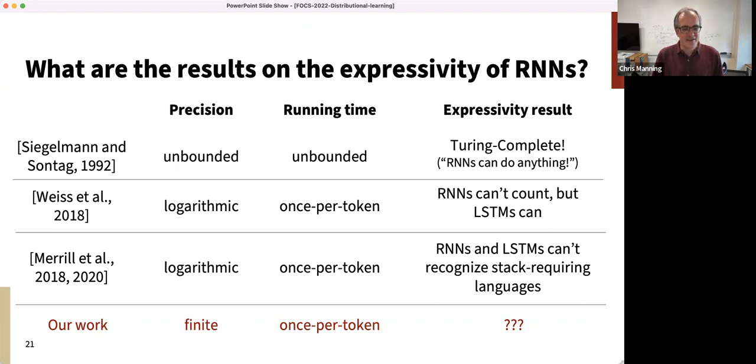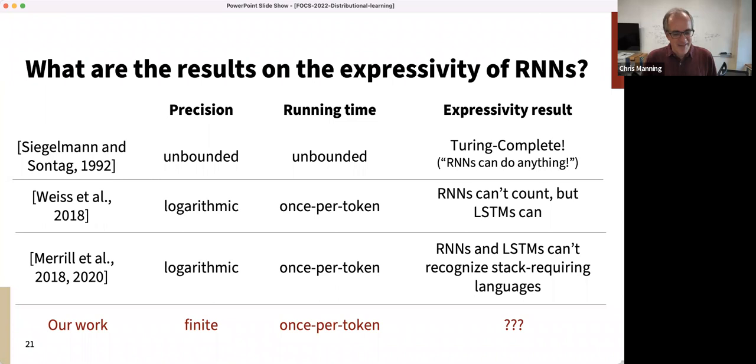So some more recent work by Weiss and then Merrill et al. looked at the configuration of assuming you only do one computation step per token and assumed logarithmic precision. And so Weiss showed then that RNNs can't even count, which seems useful for being able to handle embedding, though actually LSTMs can because of their gating structure. But then Merrill showed that neither of them can recognize stack requiring languages, i.e. context-free grammars. So that seems bad. But nevertheless, in practice, these models always seem to work.